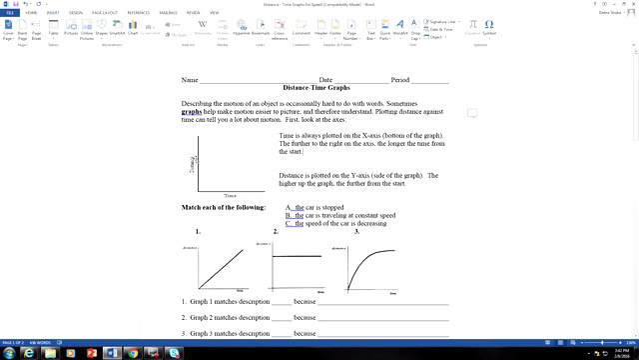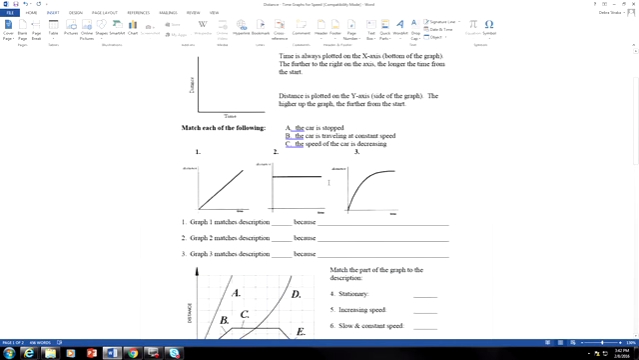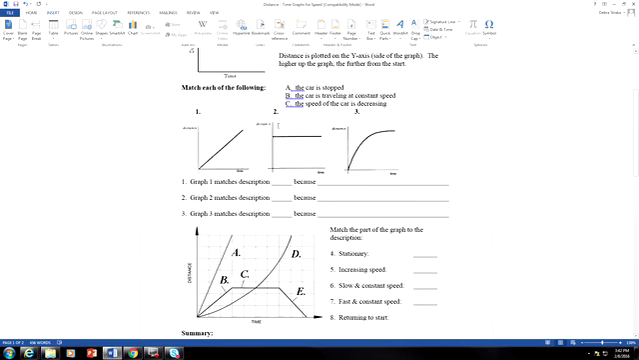Distance is plotted on the y-axis on the side of the graph, and the higher the graph, then the further from the start. So this is at 0 distance in the corner, and we go further away a longer distance as we go up. So we're going to look at 3 graphs here. Number 1, number 2, number 3. Our distance is on the side, time is on the bottom. And they gave us 3 descriptions, and we're going to try to match our description with the 3 charts.